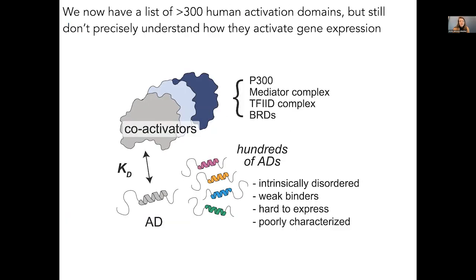Now, we have this list of hundreds of activation domains, but we still don't precisely understand how these domains are activating gene expression. There are only several coactivators, so how do these few coactivators bind to all the hundreds of biochemically distinct activation domains? It's been a hard problem to answer because these activation domains are intrinsically disordered, as I mentioned before, they're weak binders, and they're difficult to express.